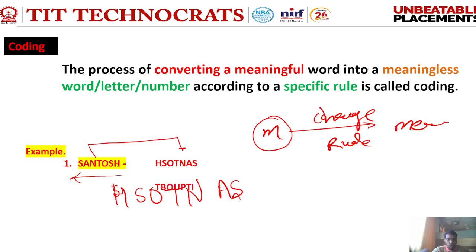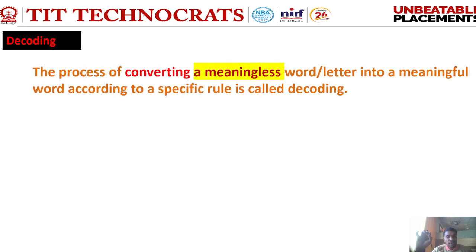Next is decoding. Decoding means the process of converting a meaningless word into a meaningful word. Take an example word: WFITVHS. You can perform logic, check your rule, and think about this word. You can convert it into a meaningful word.